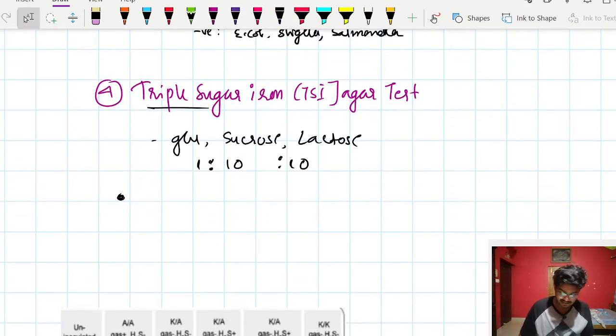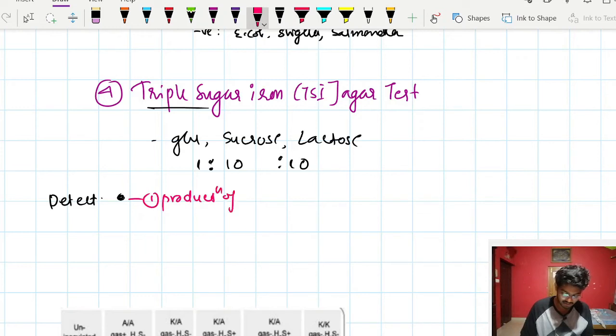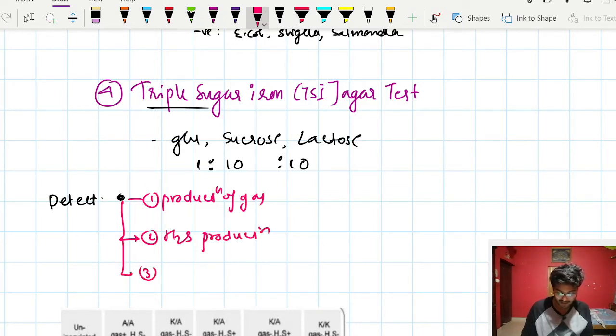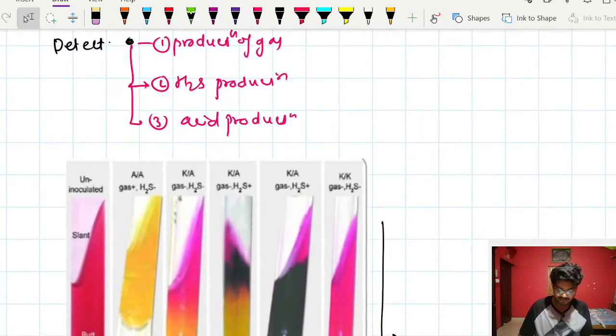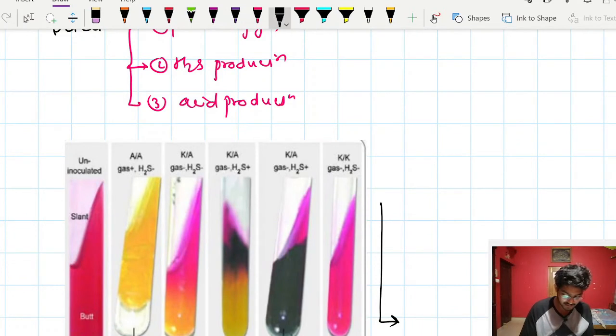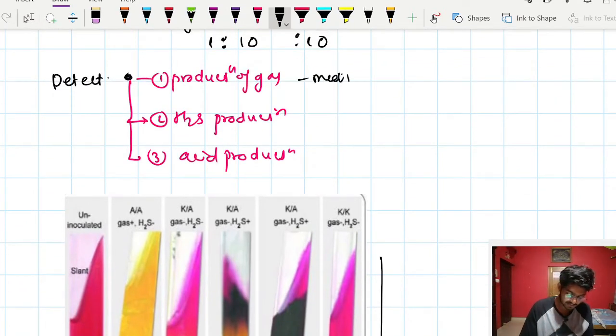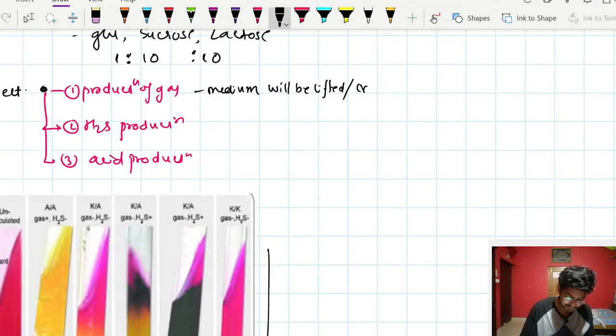Now let us discuss what we detect here in the triple sugar iron test. We detect mainly three things. First one is production of gas. The second one is H2S production. The third one is acid production. So if a bacteria can produce gas, then the medium will be lifted, or it will be cracked. There will be a crack in the medium.